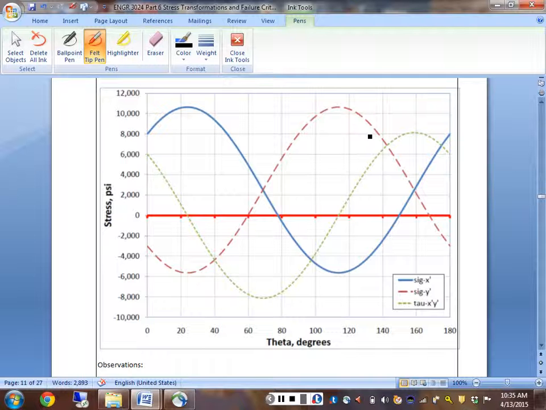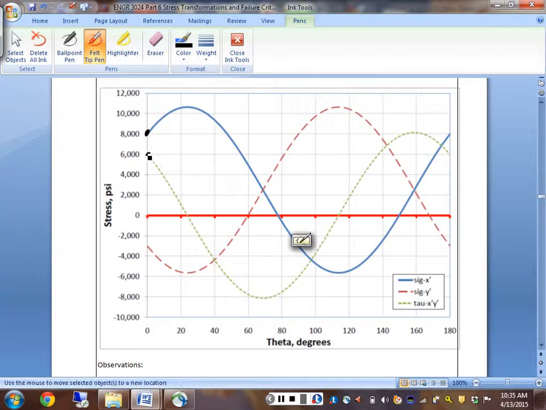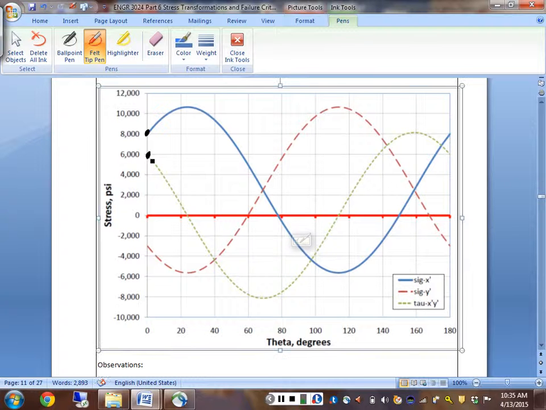So check it out. We've got sigma x prime, the transformed one, is blue. Sigma y is red, and tau is the green. Okay, so what is our stress state at theta equals 0, untransformed? It's plus 8,000, plus 6,000, and minus 3. That was what we started with.